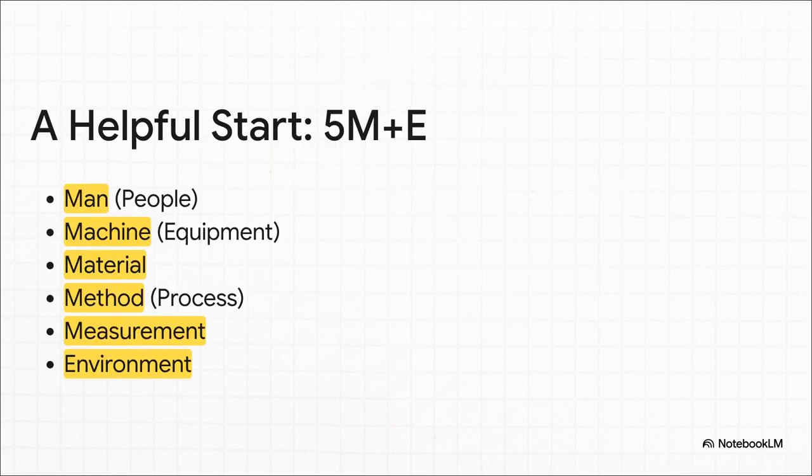Now, I know what you're thinking. Coming up with those main categories can be kind of tough, especially if you're new to this. So if you're ever stuck, here's a great pro tip. Use the 5M and E framework. It's a fantastic all-purpose starting point. It stands for manpower, or people, machine, material, method, measurement, and environment. These 6 things cover pretty much every single part of a work process, so it's a really good way to make sure you haven't forgotten a whole area.